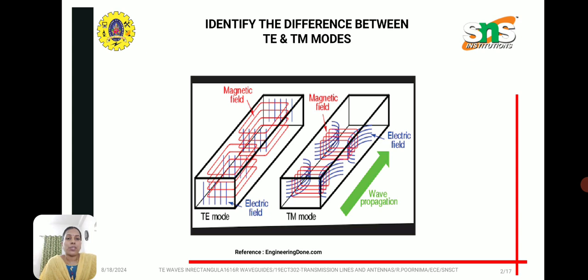In the first mode, the TE mode, the electric field is perpendicular, so the Ez component is 0 along the direction of wave propagation.